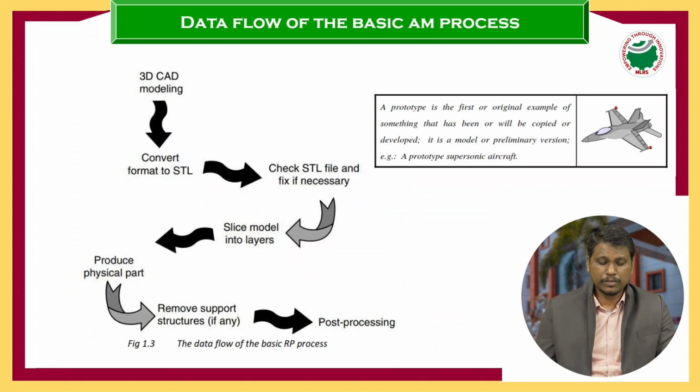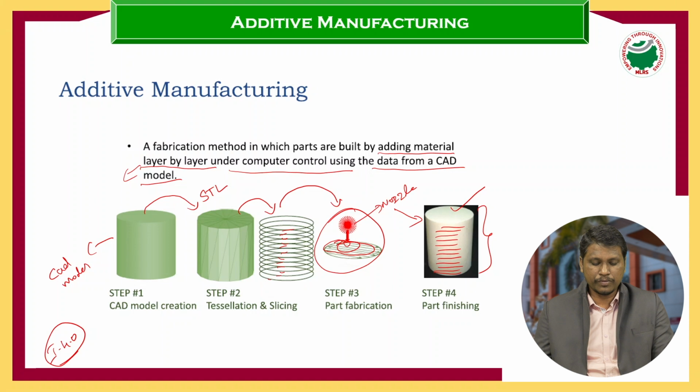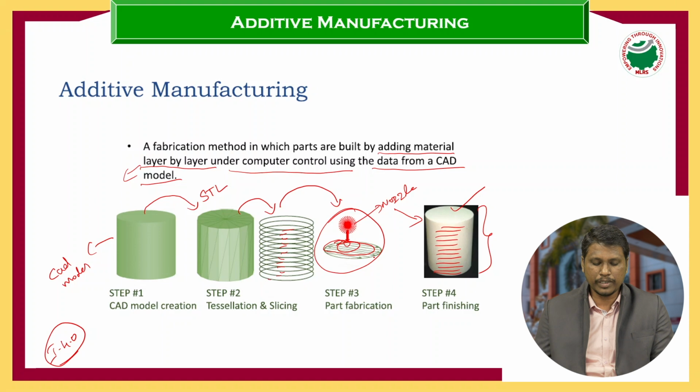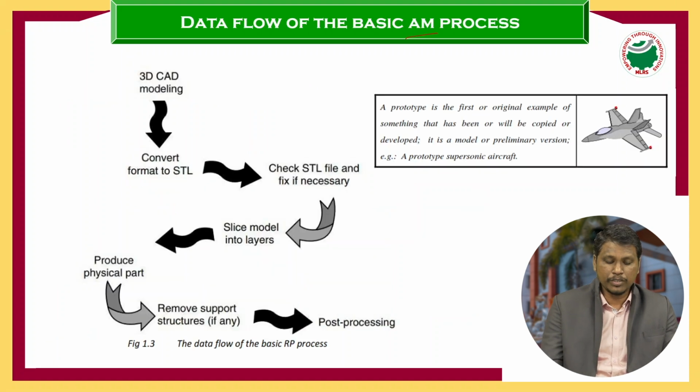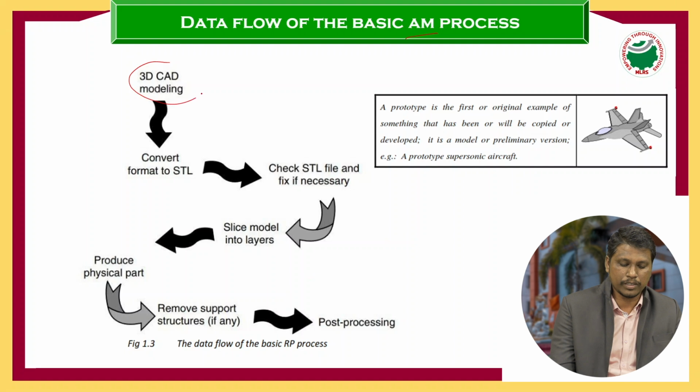Then next, the data flow of the basic AM process. AM is nothing but the additive manufacturing process. Here I explain what happens in the first step, the second step, the third step and the fourth step, using a pictorial representation. So what is the first step? Making the 3D model using any software. Okay, that is CAD modeling, 3D CAD modeling.